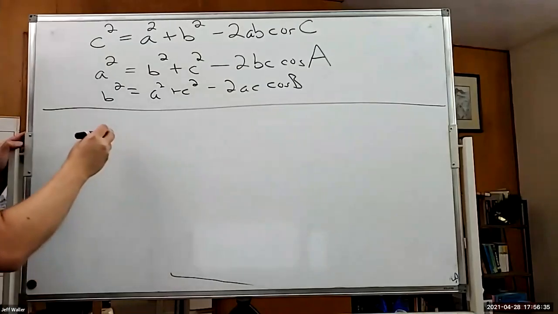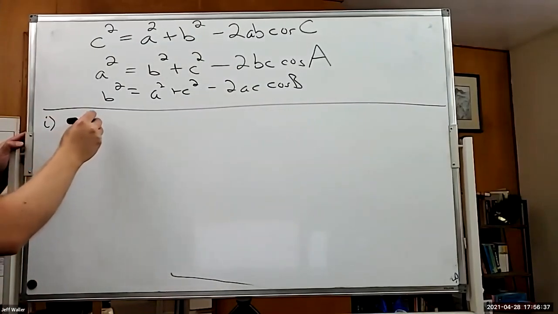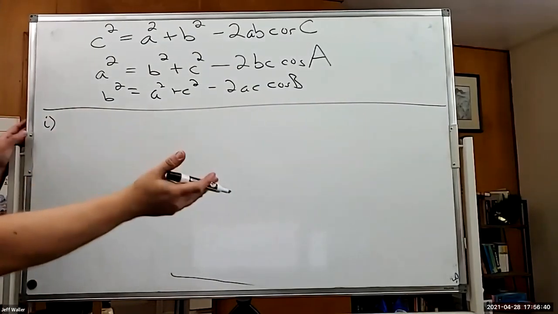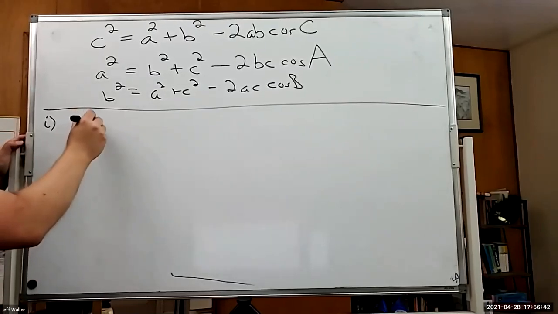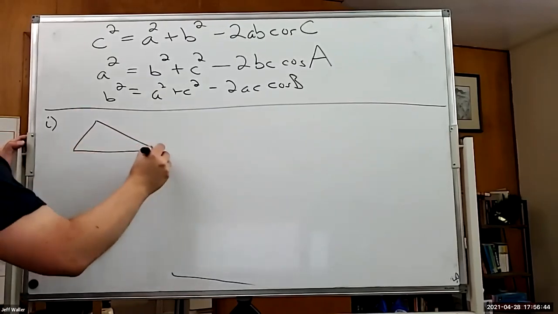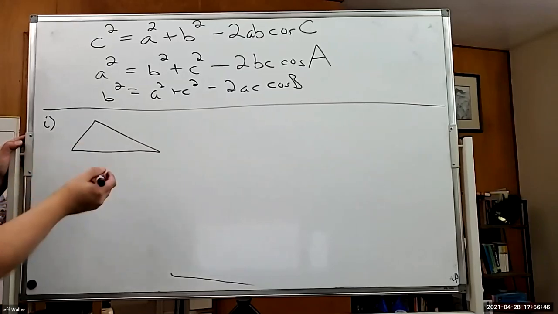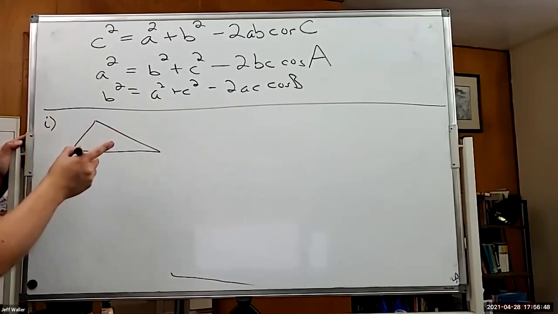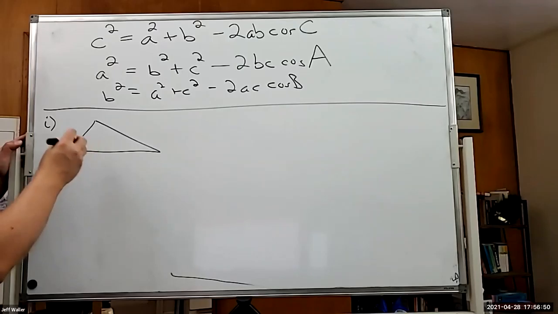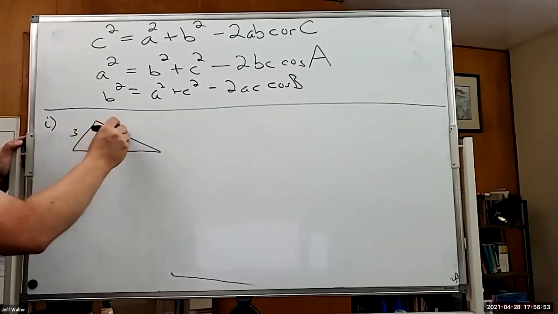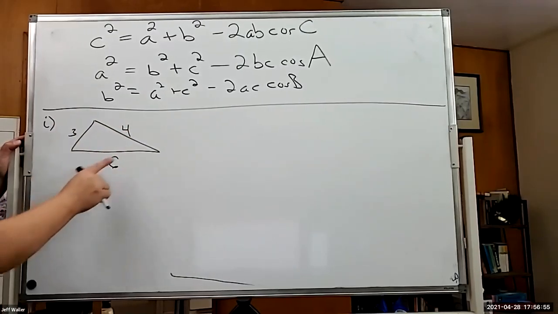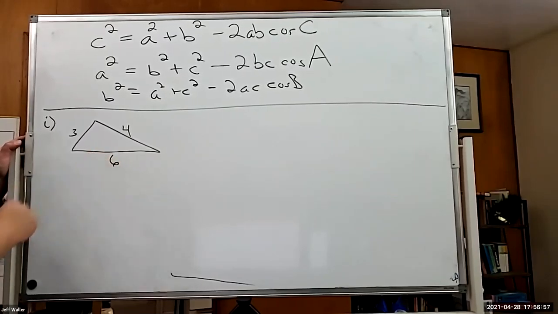So what if, let's do one that's kind of neat. Let's do something neat for a change. Let's see if I can make a triangle that makes sense. It almost looks like a right triangle. Okay, I can do this. There we go. 3, 4, 6. I like it.